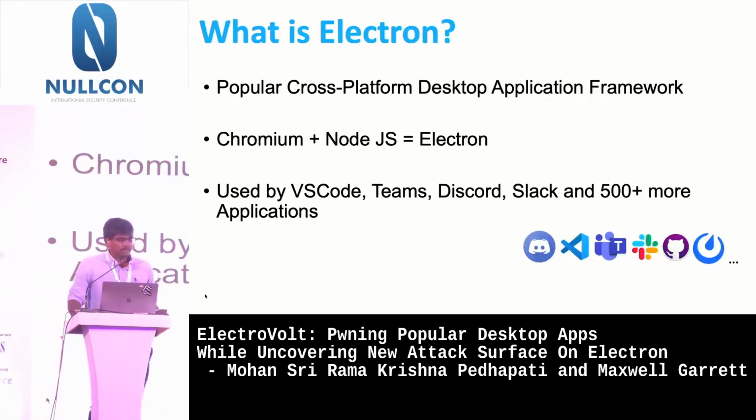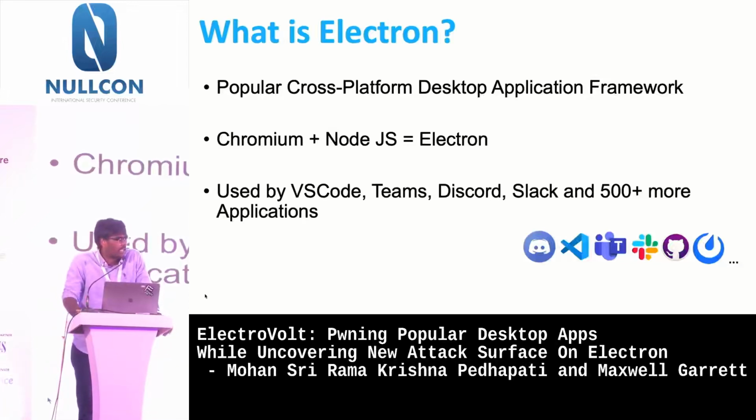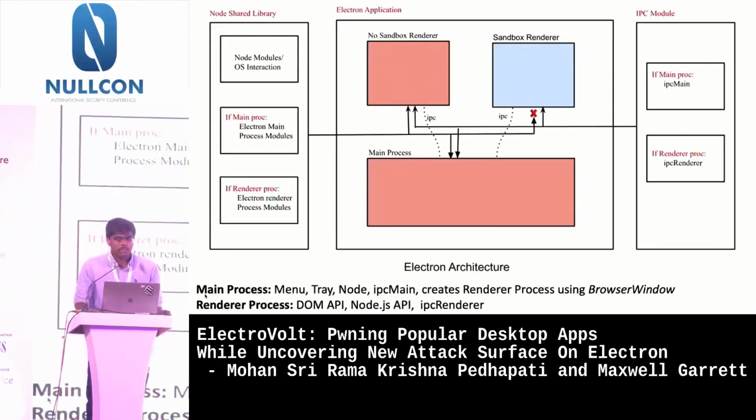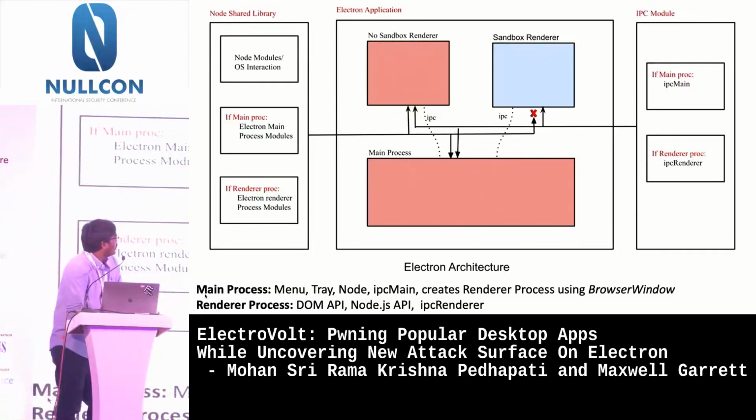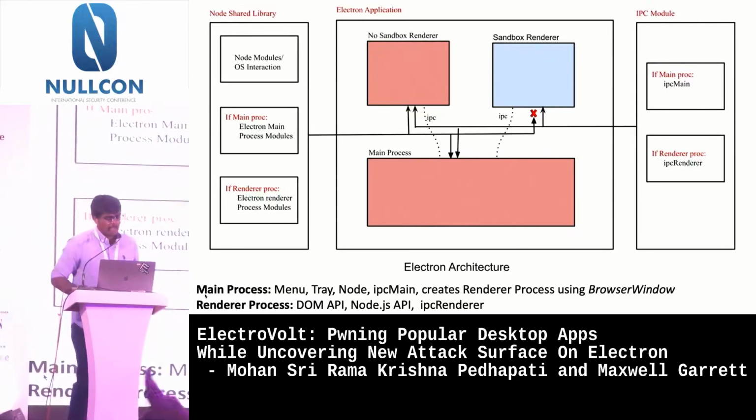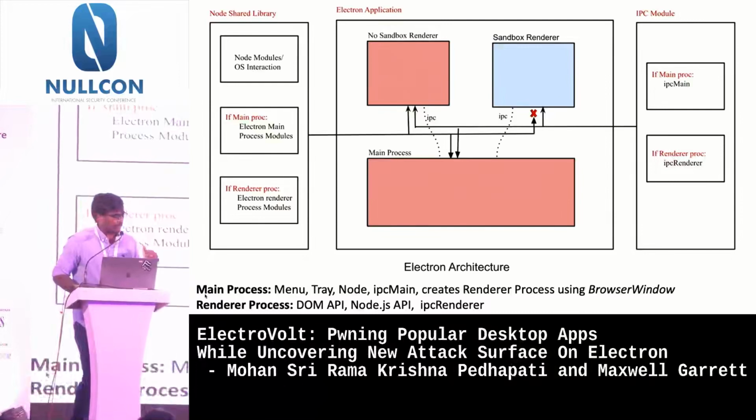As it is very easy to build desktop applications, it is used by a lot of companies like Microsoft. They use it in VS Code, Teams, Discord, Slack, and 500 plus more applications. Before diving into the bugs, we need to first understand the architecture of Electron. As you can see on the slide, there are mainly two types of processes.